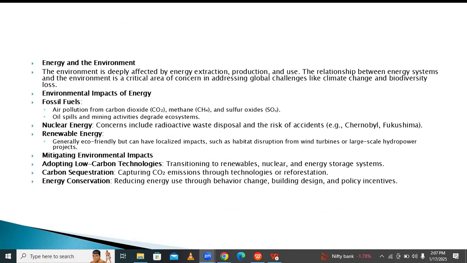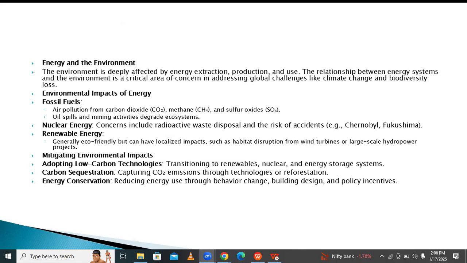Okay. Next, energy and environment. The environment is deeply affected by energy extraction, production, and use. The relation between energy systems and the environment is a critical area in addressing global challenges like climate change and biodiversity loss. To generate electricity, we use different types of sources, renewable and non-renewable. Non-renewable sources like coal, used in thermal power plants, produce a large amount of greenhouse gas emissions. So that is affecting the environment.